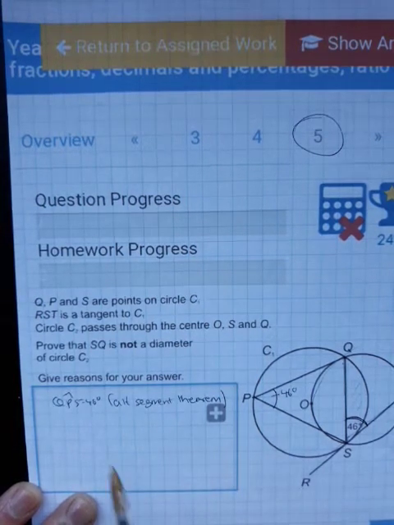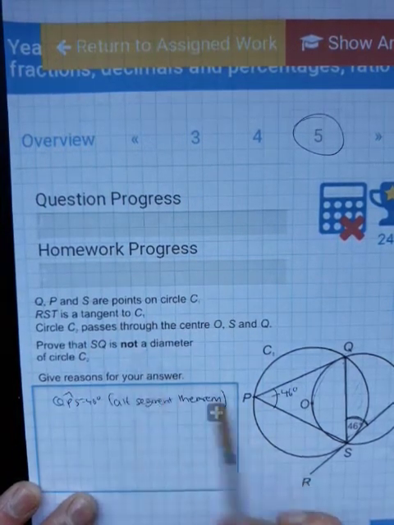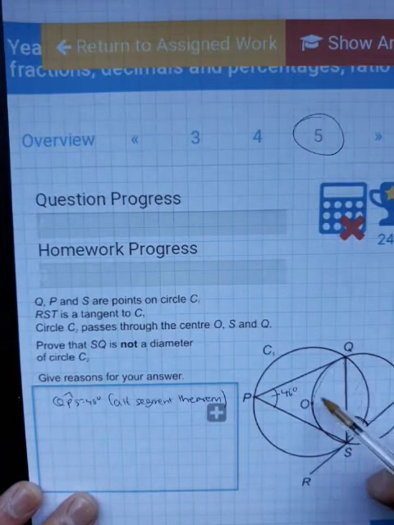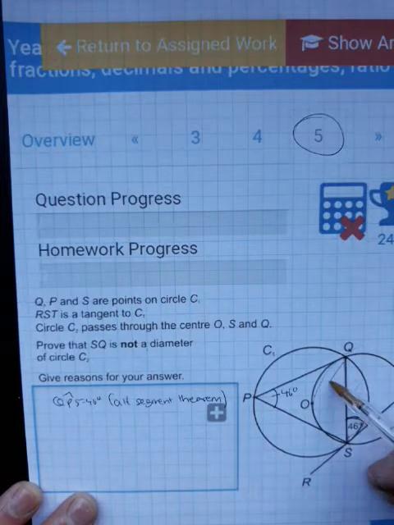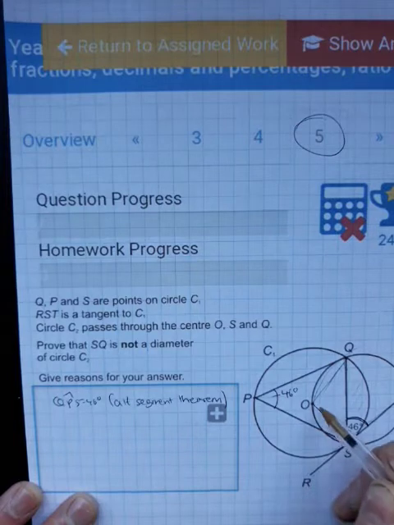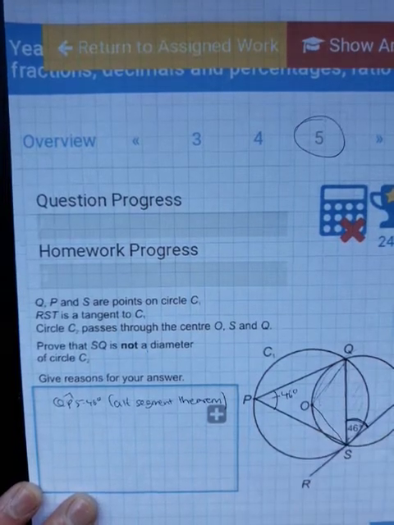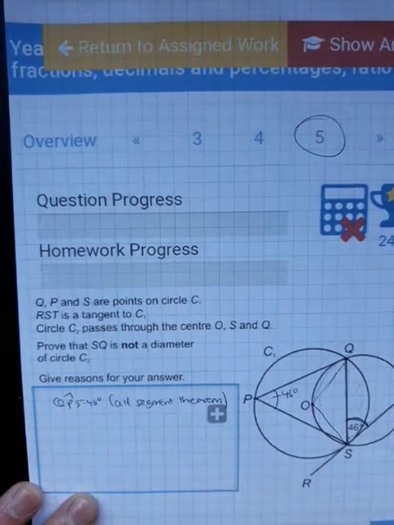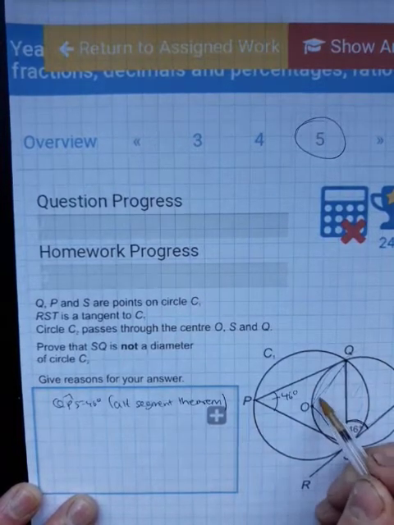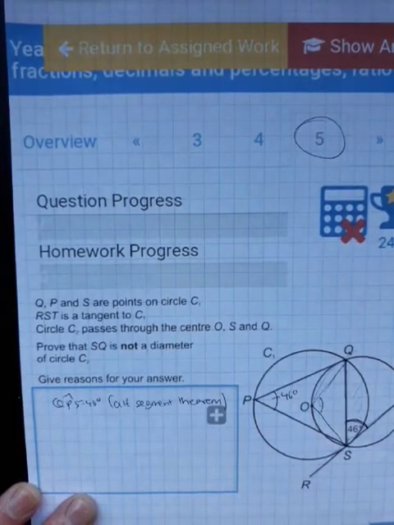Okay, let's go back here. SQ is not a diameter. What do we think if SQ was a diameter? Let's look at it that way. For it to be a diameter, that would mean that if I just draw this on here a minute, that angle there, if SQ is a diameter, that would have to be 90 degrees, wouldn't it? Angle in a semicircle is 90 degrees if SQ was a diameter. So really this angle here is going to be the make or break of my proof, I think.